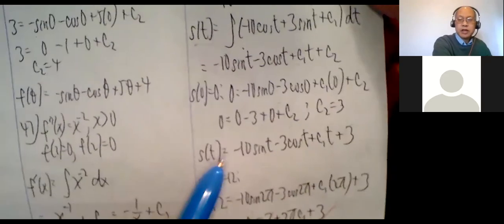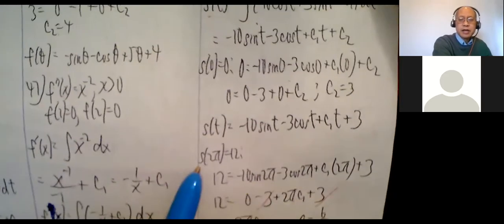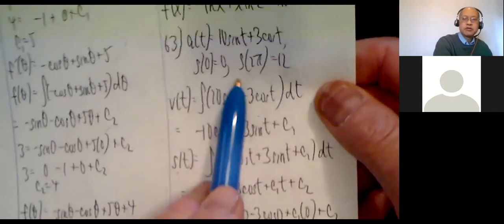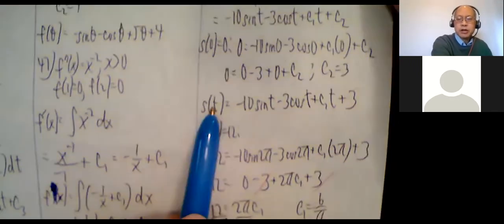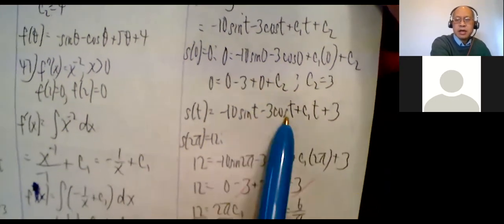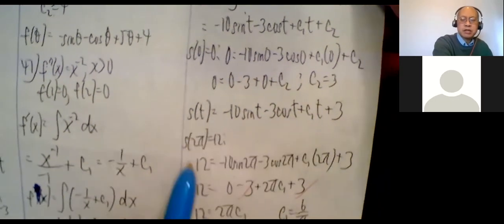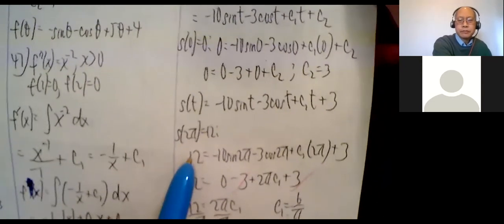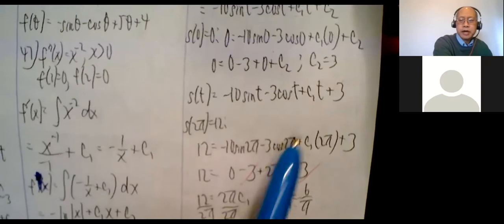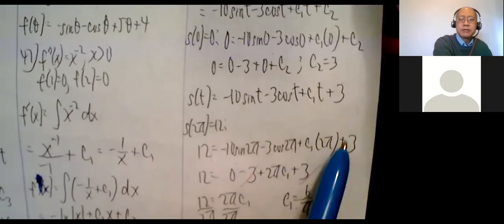And now how do I find C1? I plug in 2 pi, and the answer is supposed to be 12. We just said S of 2 pi equals 12. So put a 2 pi here, here, and here, and the answer comes out to be 12. So negative 10 sine 2 pi minus 3 cosine 2 pi plus C1 times 2 pi plus 3.